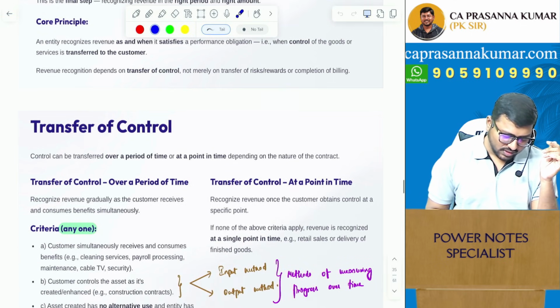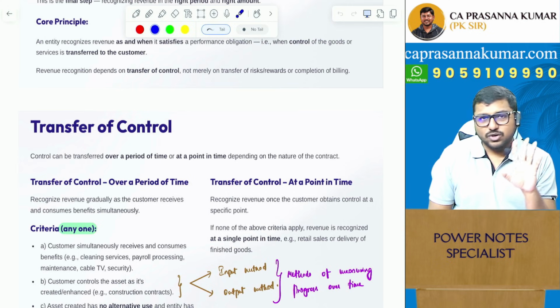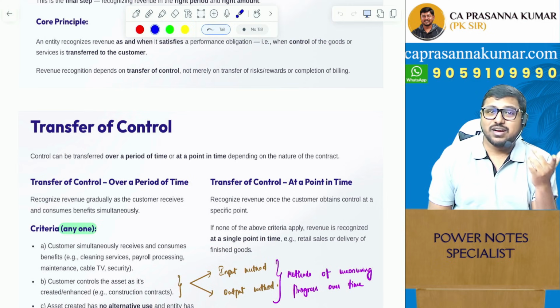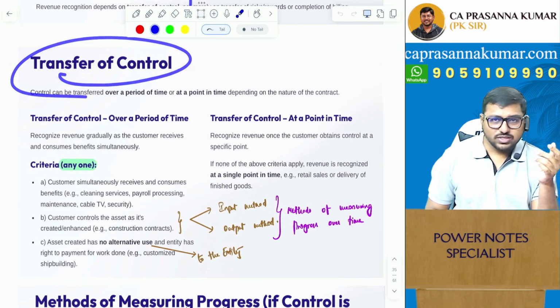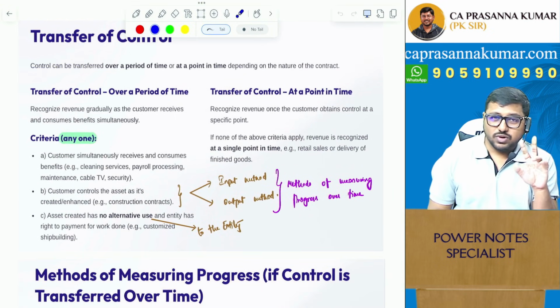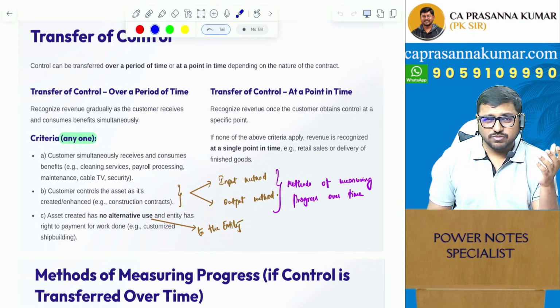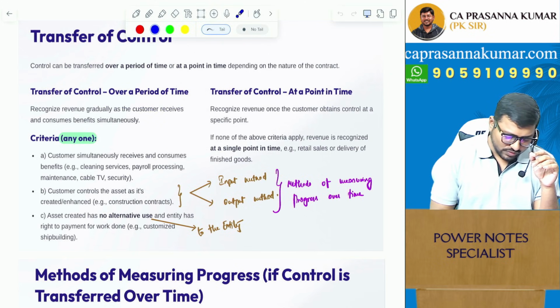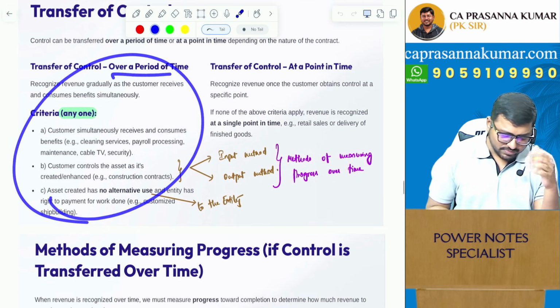Okay, now the next question is, PO gets satisfied only when control gets transferred. So when does transfer of control happen? That is why we're going to discuss transfer of control. Transfer of control can happen two ways, either over a period of time or at a point of time. Now the question is, over a period of time means what? This is important because over a period of time is specifically given.